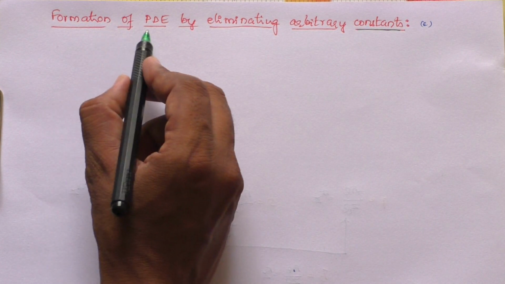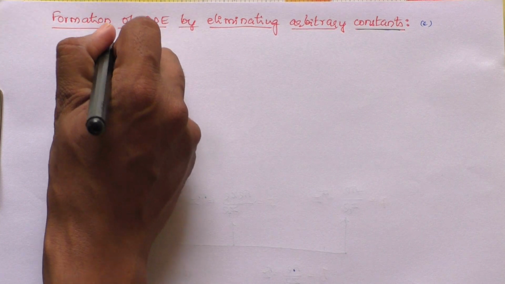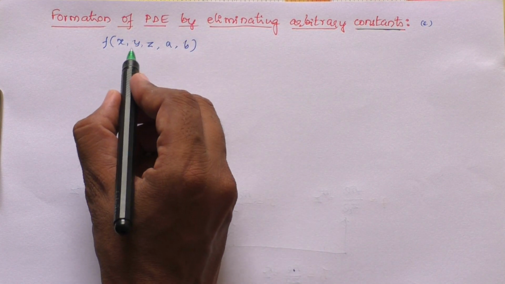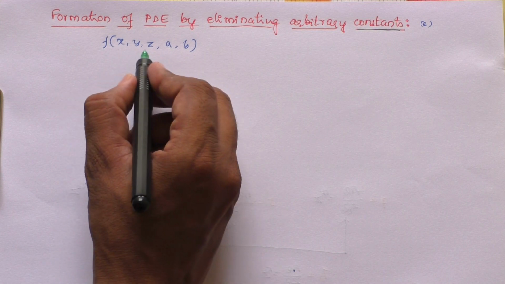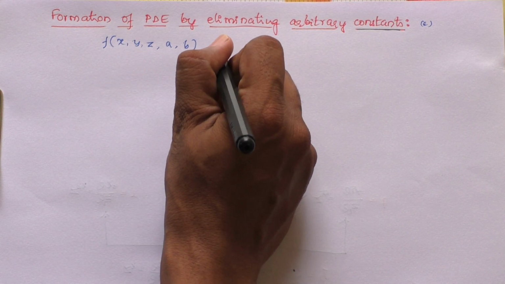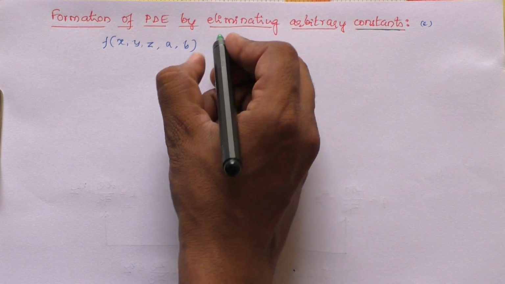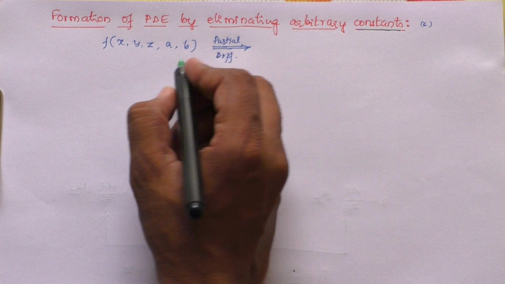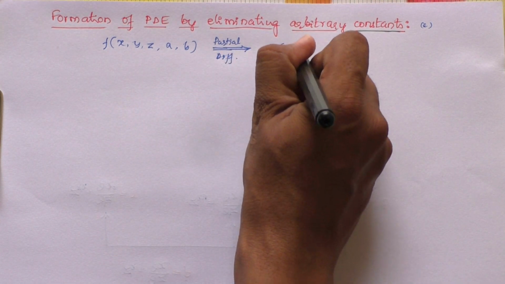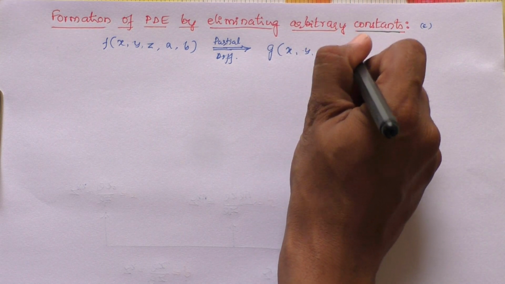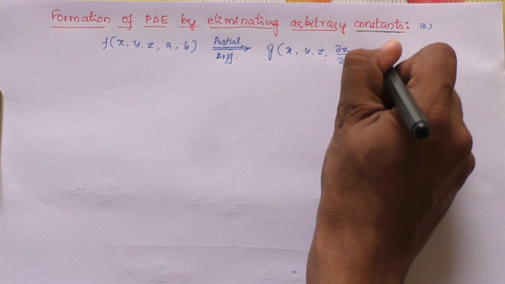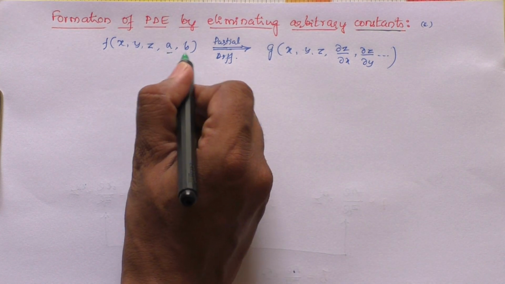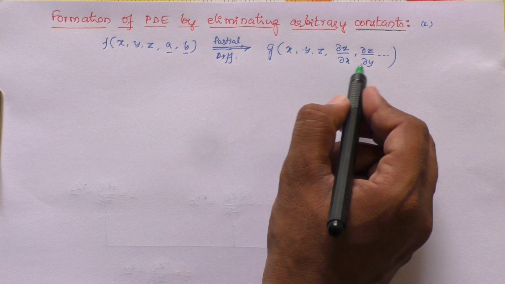Such constants are called arbitrary constants, where they take different values for different conditions. So what is this concept, formation of PDE? If you have an expression f of x, y, z, a, b, where z is a function of x, y, and you go for partial differentiation, and through the process you get a new expression f of x, y, z, dou z by dou x, dou z by dou y, and such partial derivatives.